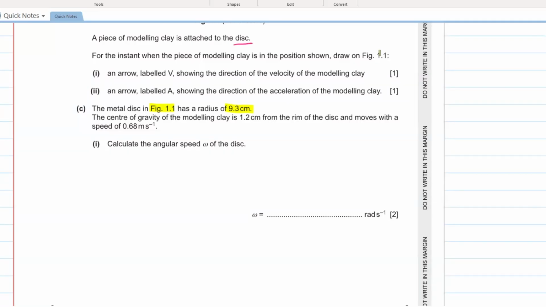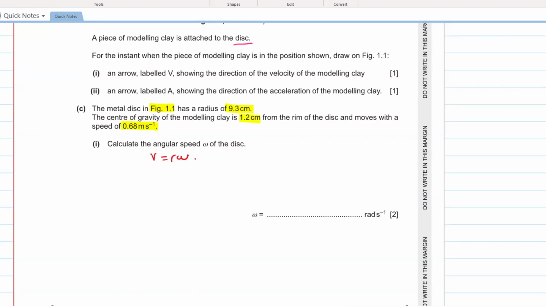The center of gravity of the molding clay is 1.2 centimeter from the rim of the disc and moves with a speed of this. Perfect. Calculate the angular speed of the disk. We have to calculate the angular speed of the disk. How can we calculate it? We know this formula, V is equal to RW. बेटा हमें ये फॉर्मूला पता है, V is equal to RW.